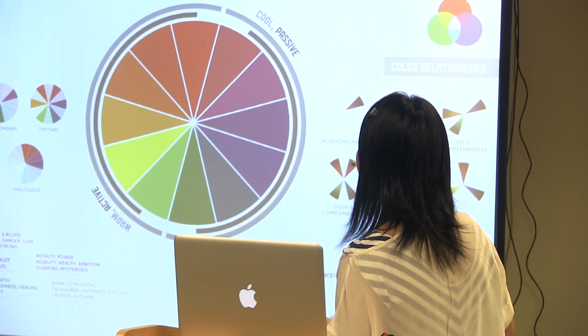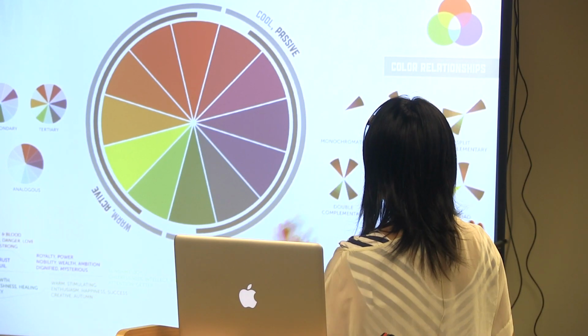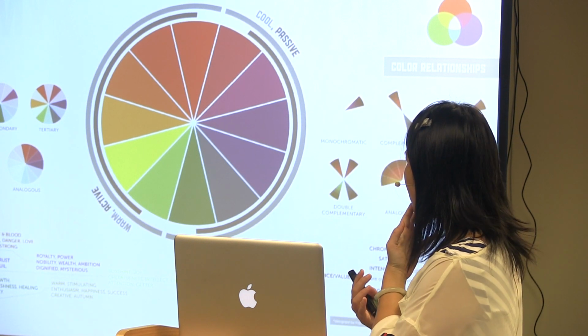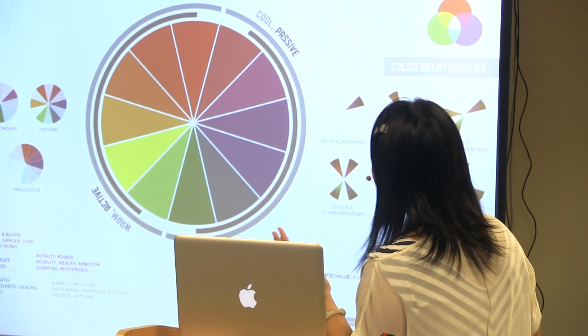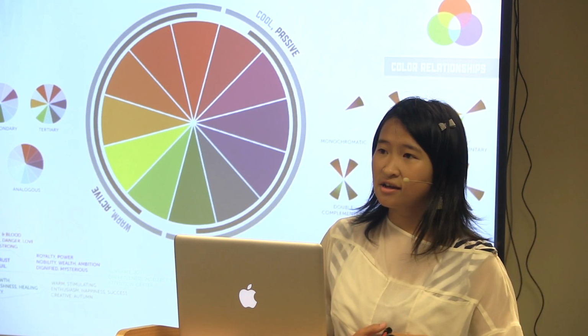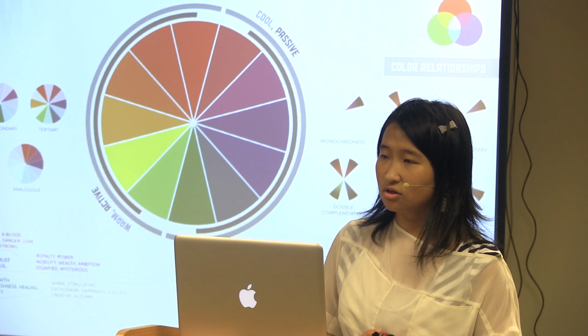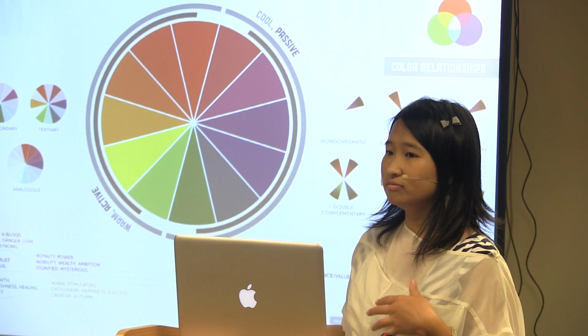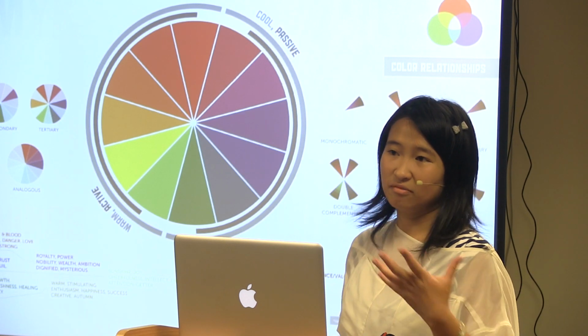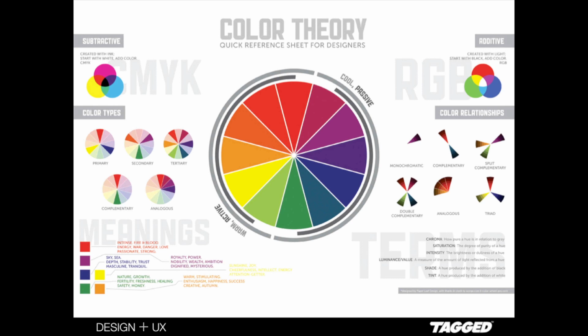Okay, so color. This is actually an image that I pulled from the web, but I think it helps encapsulate some of the main aspects of color theory. And tagged currently, we don't really have a color scheme that we've been using. It's mostly just black and white and whatever elements, like for links or within a game, that we've defined specifically.